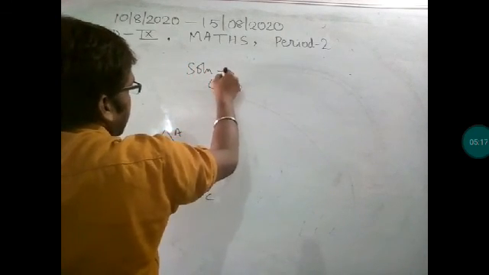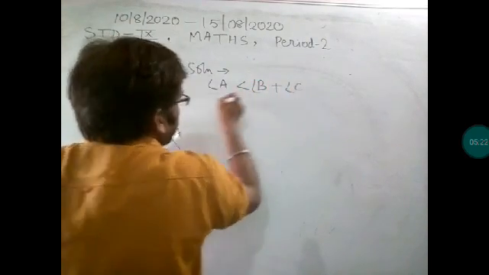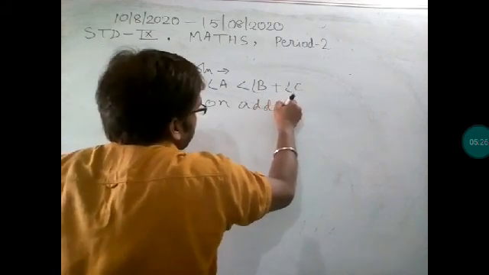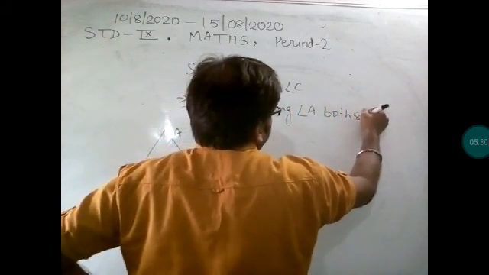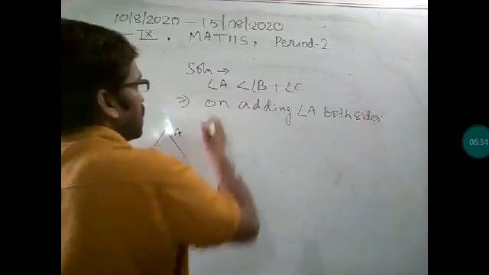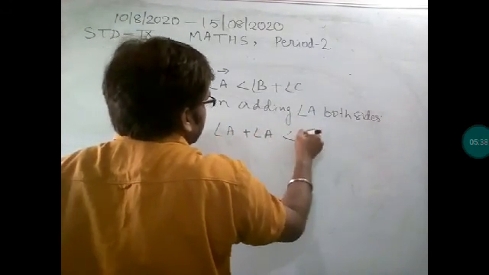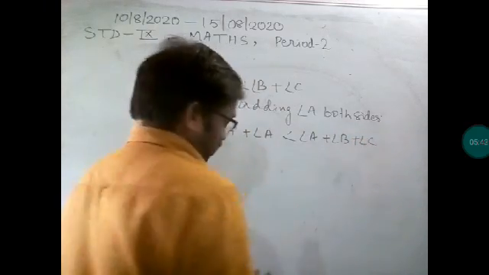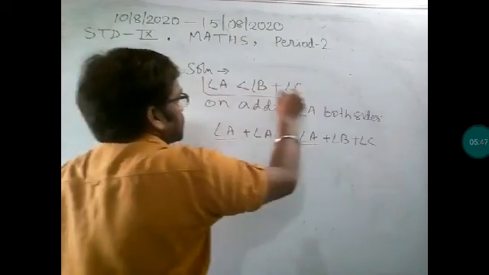First of all, we'll write what is given. Given was that angle A is less than angle B plus angle C. Now suppose that I add the same angle on both sides, what will happen? One side will become the sum of all the three angles of a triangle. So angle A plus angle A is less than angle A plus angle B plus angle C. That means the left side is twice angle A.